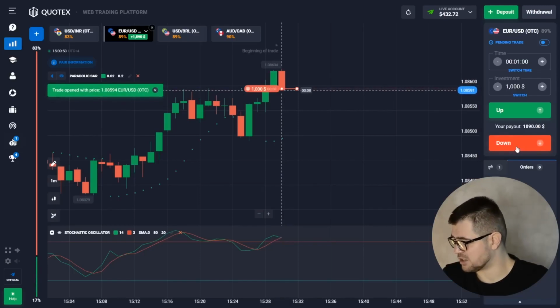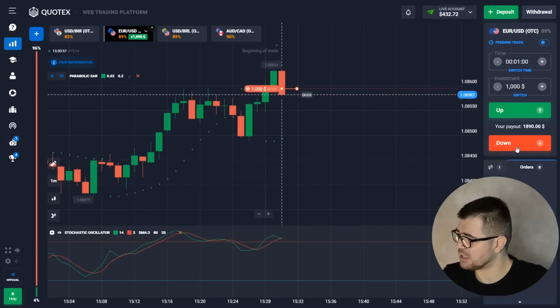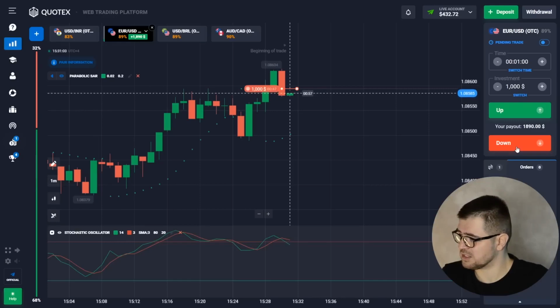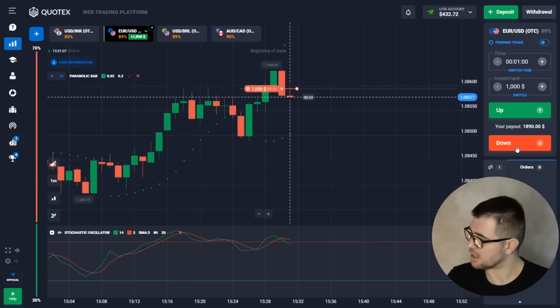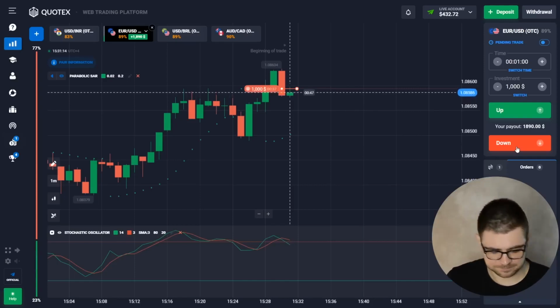Again, we have the stochastic oscillator giving us this direction, and then also we're on the maximums, so most of the times it doesn't hold there for too long, so the price would drop. So this is a good point to go down. So okay, let's wait for the result of this.